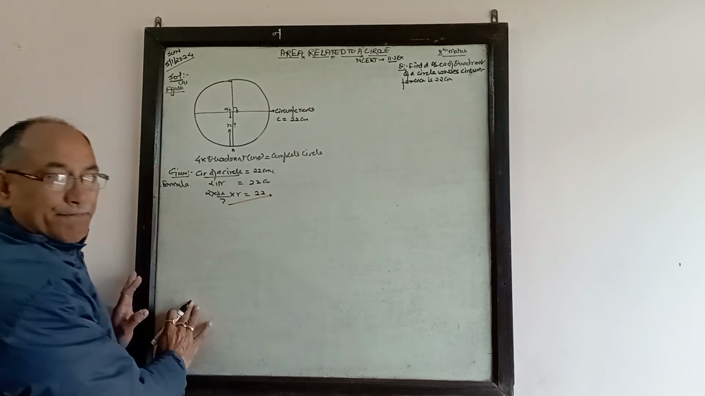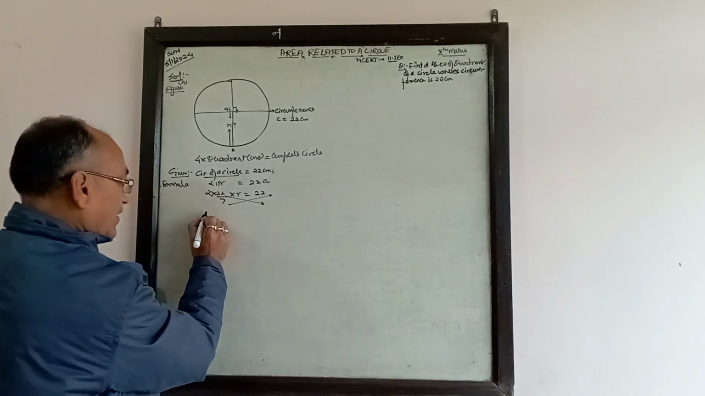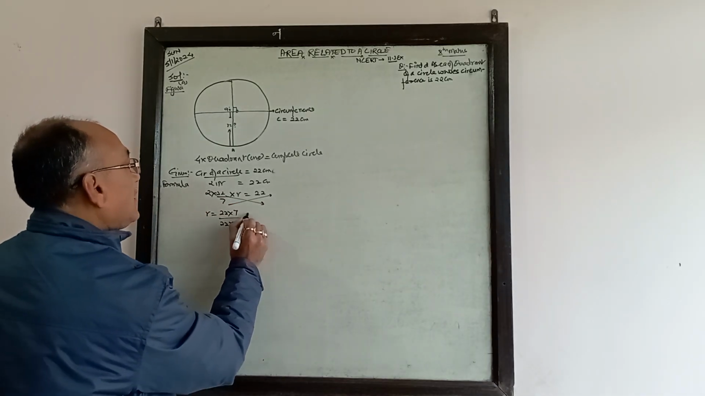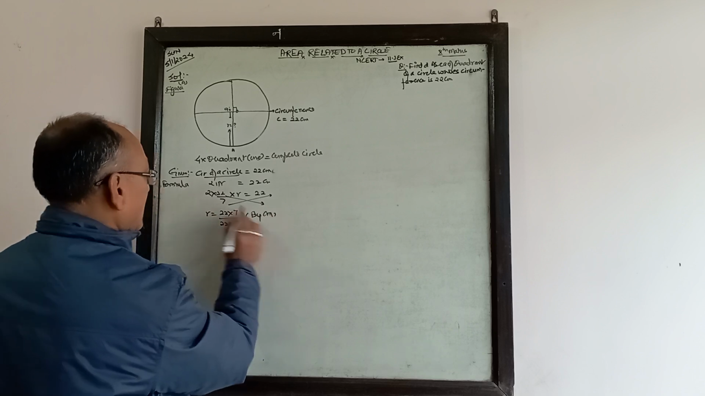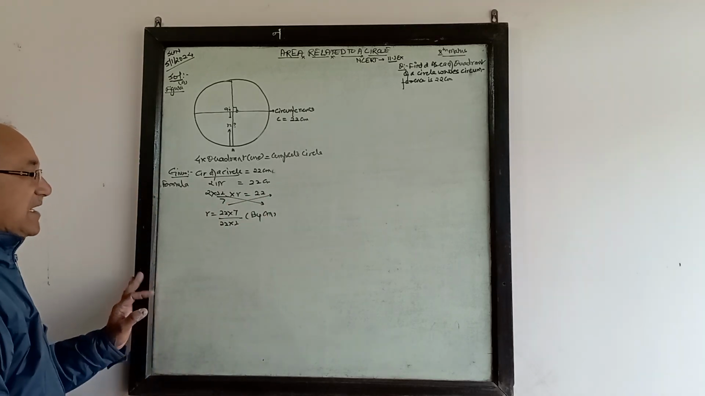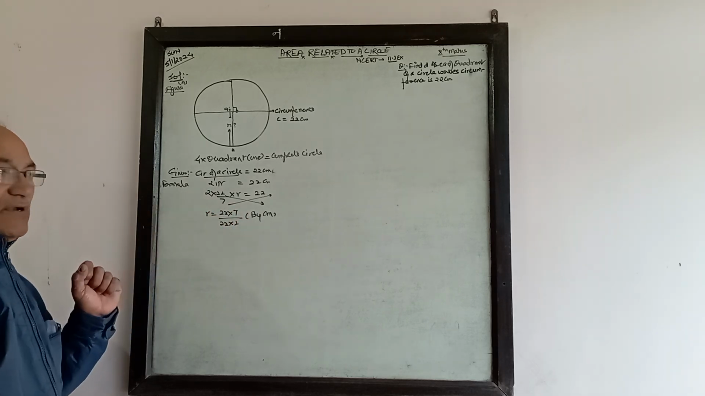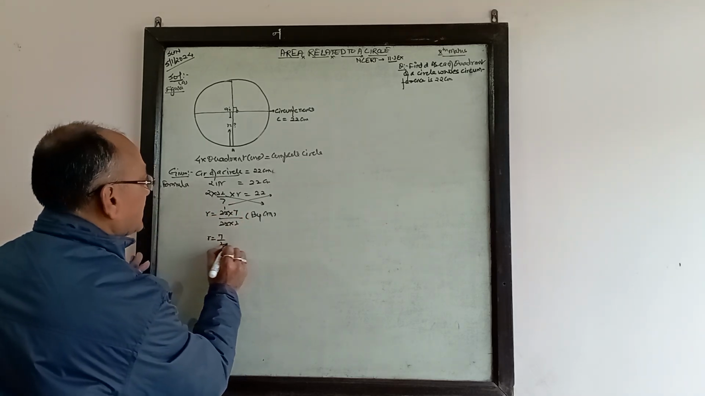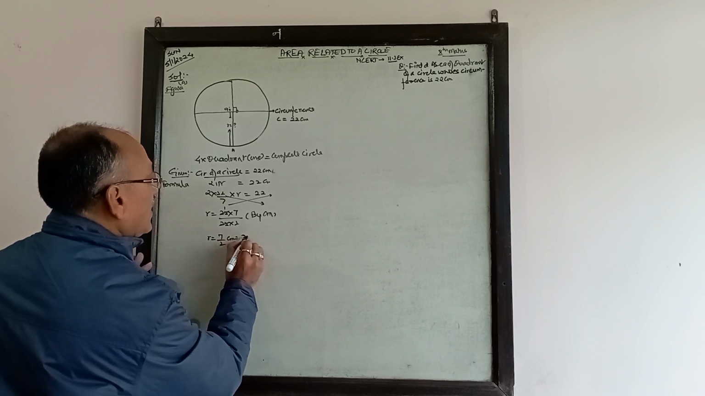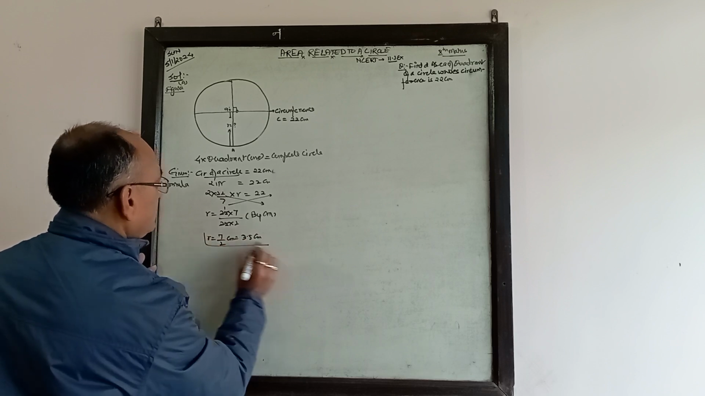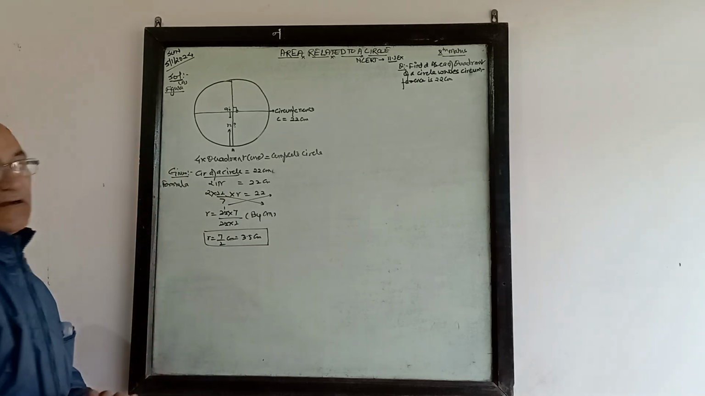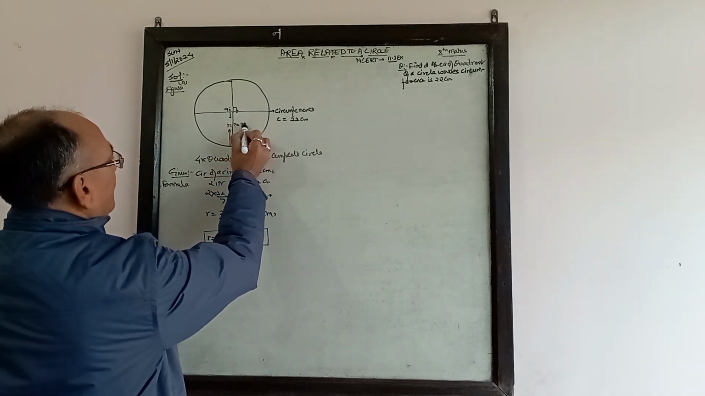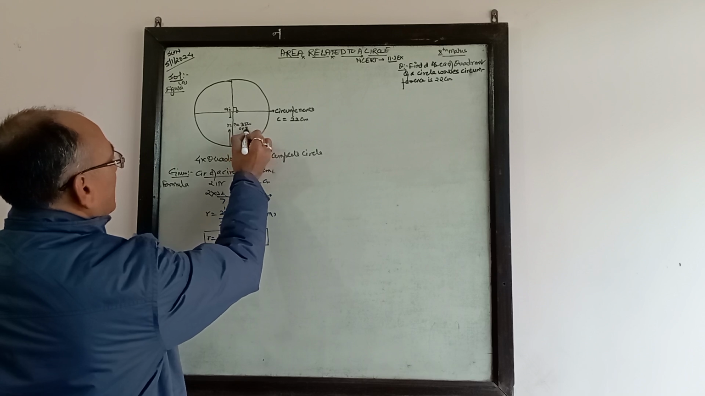So now 2 into 22 by 7 in place of pi, r is equal to 22. It's going up. And these both are coming down. So now r is equal to 22 into 7 upon 22 into 2. This is called cross multiplication. This 7 is going up on the right hand side and these 2 into 22 is coming down. So 22 by 22 is 1. So now r is equal to 7 by 2 centimeter or 3.5 centimeter.